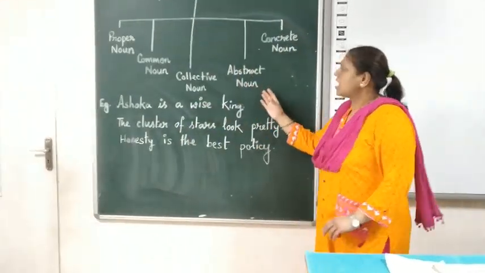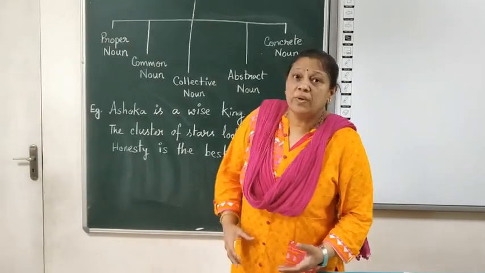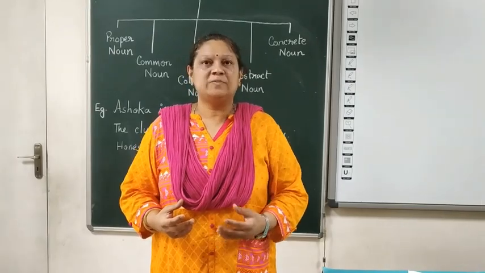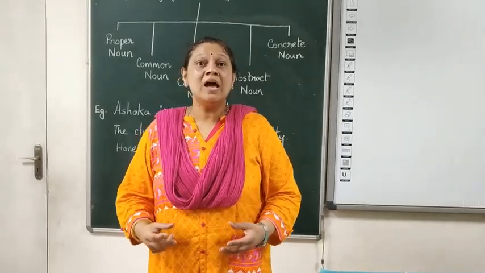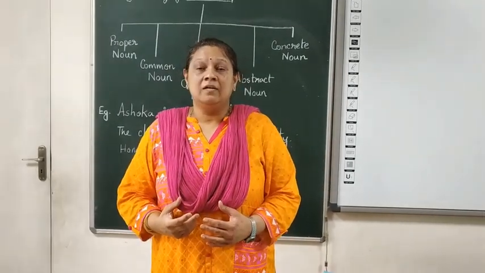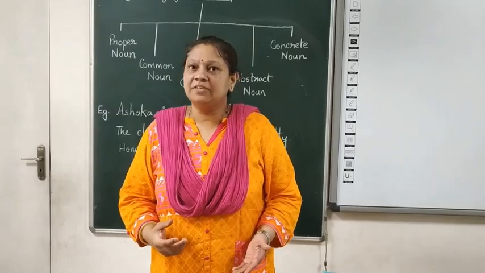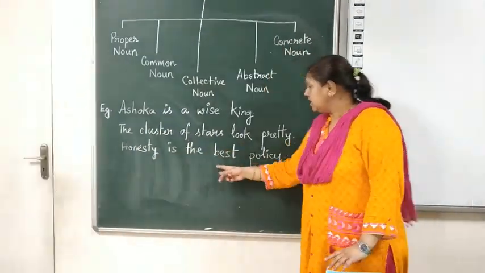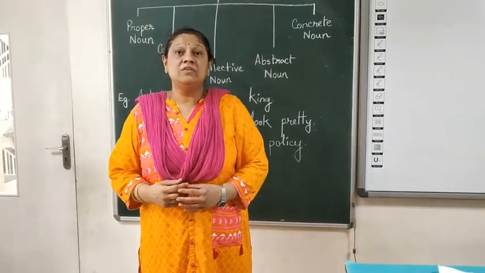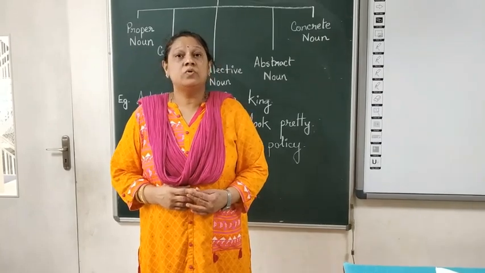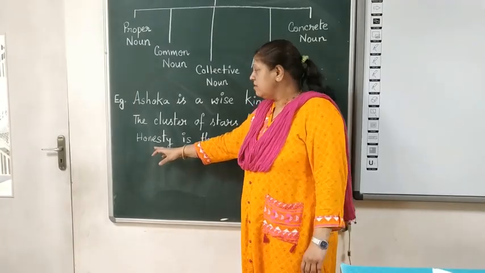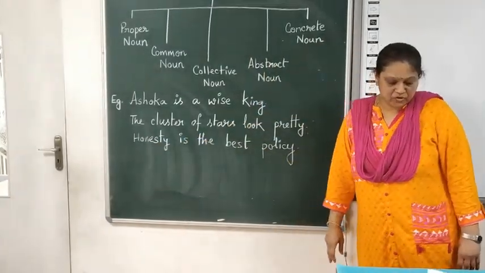Now we come to abstract noun. The nouns which we cannot see, just feel the presence of it, are called abstract nouns. For example, happiness. Happiness we cannot see, we can just feel. That is what is called an abstract noun. For example, honesty is the best policy. You can see an honest man, but the honesty, the good feeling behind him is the thing which we cannot see. This is what is called the abstract noun. So honesty is an abstract noun.